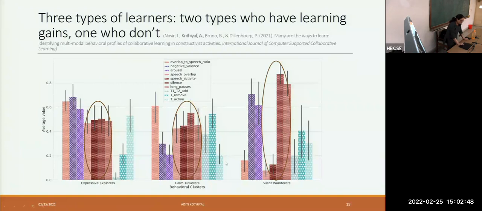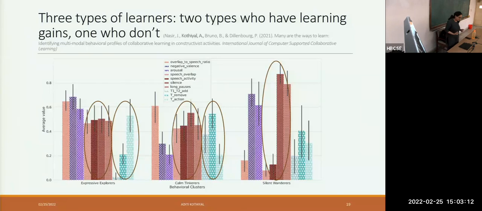And these peaks, if you're wondering, are the silence peaks. Silence and long pauses. These were people who were either keeping quiet a lot or had long pauses, and that was not very productive for their learning. This is already a known result from collaborative learning. We just re-established that.